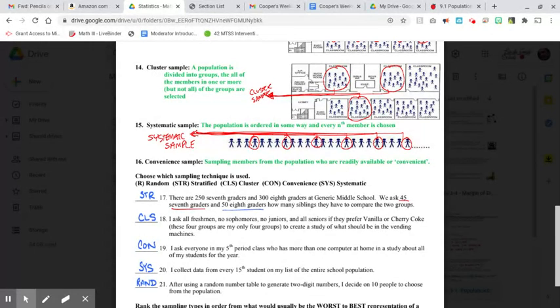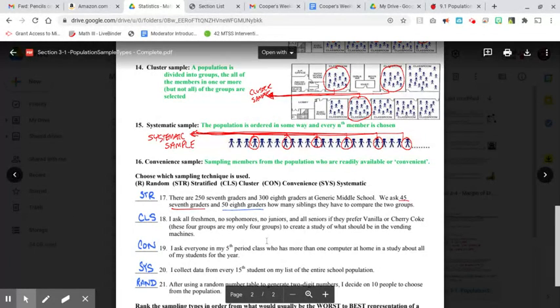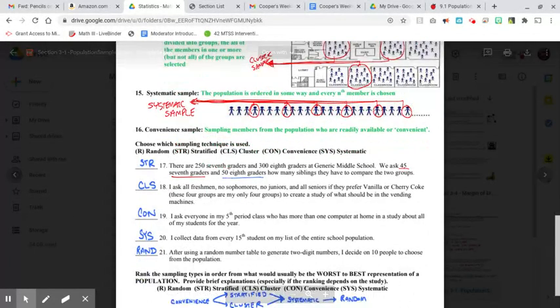Number 20, I collect data from every 15th student on the list of this entire school population. So if you get every 15th student, you have a system in place. That's a systematic sample. And then number 21, after using a random number table to generate 2-digit numbers, I decide on 10 people to choose from the population. So I got a population, I got a random number table, everybody's numbers in there, and then I'd pick 10 to randomly choose from the population.